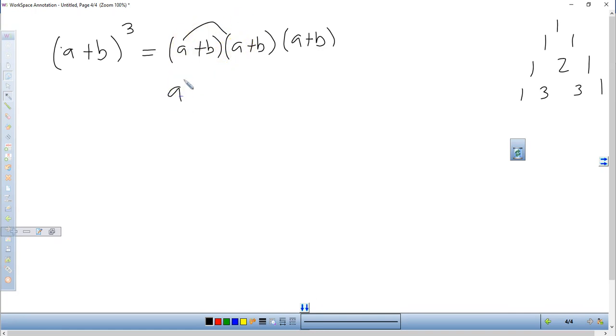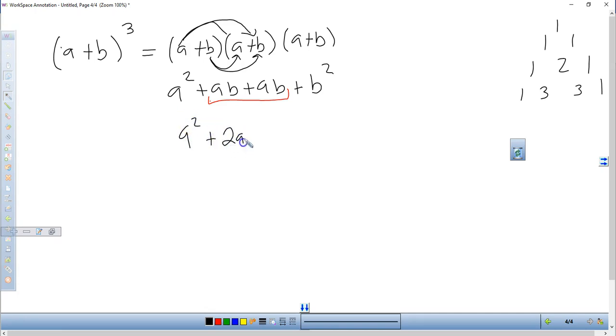A times a, that's a squared. A times b, that's ab. Then we do a b again. B times a, I'm going to keep them in a and then b order, so ab. And then b times b, that's b squared. And we always try to combine any terms that we can. So I can combine these two. Okay, so I've simplified now, but I've FOILed these out, but I've still got this one to deal with. So I've got to bring it down.